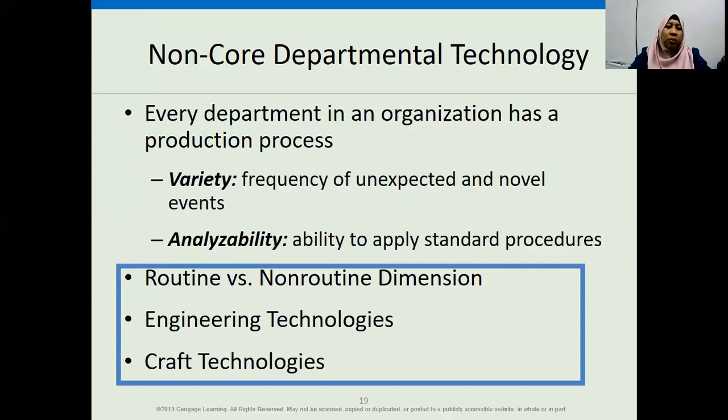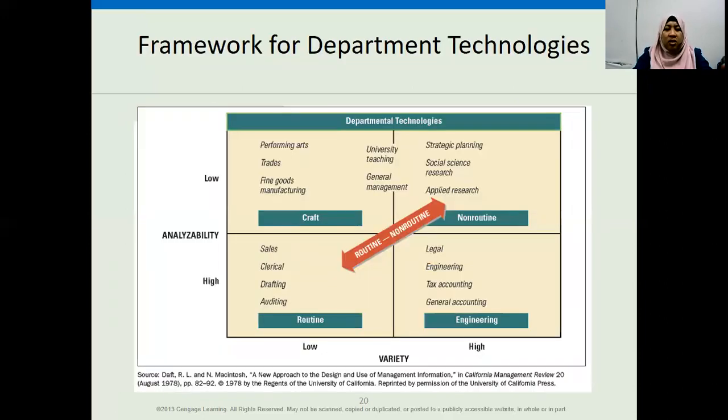Analyzability: the ability to apply standard procedure. Standard, during this COVID, we always heard this word, right? Standard procedure, SOP. They mean they have some rules and regulations on that. Routine versus non-routine dimension, engineering technology and craft technology. So this is basically the framework for departmental technologies.